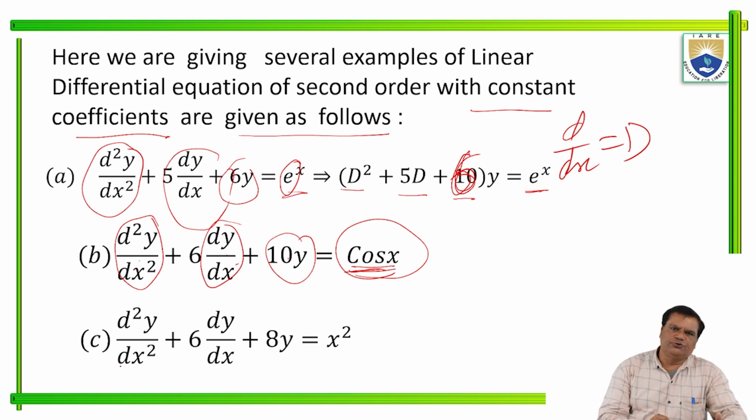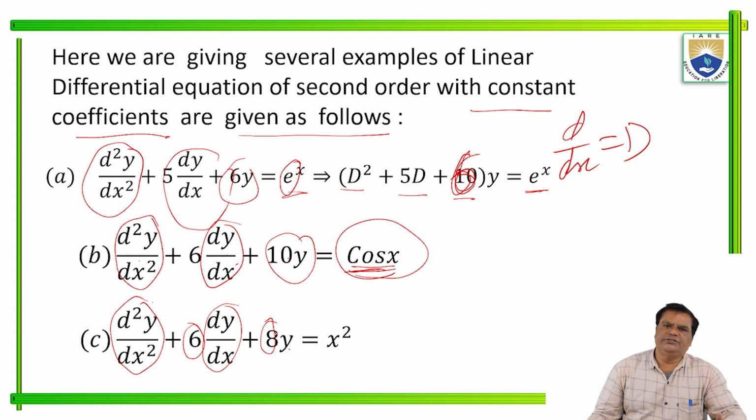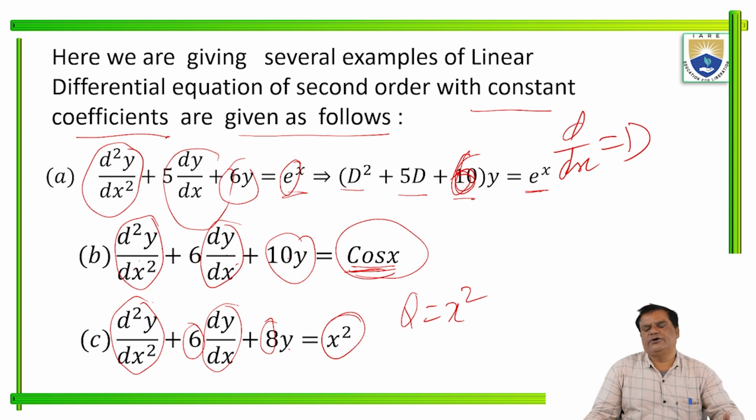The next example is also a second order differential equation. Here plus 6 is a number multiplying the first order derivative, plus 8 is a number multiplying y. Y is dependent on x; y is the dependent variable here, and the right hand side is equal to x squared. X squared is Q. In the right hand side there is some function of x only, a single independent variable only.